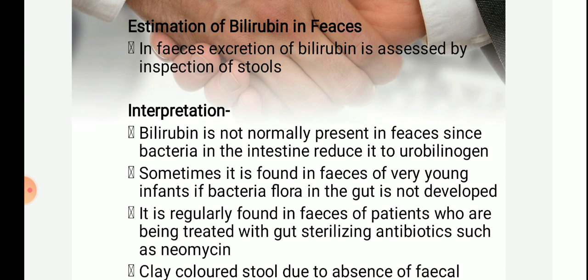So bilirubin is not normally present in feces since bacteria in the intestine reduce it to urobilinogen. So sometimes it is found in feces of very young infants if bacterial flora in the gut is not developed. So it is regularly found in feces of patients who are being treated with gut sterilizing antibiotics such as neomycin.